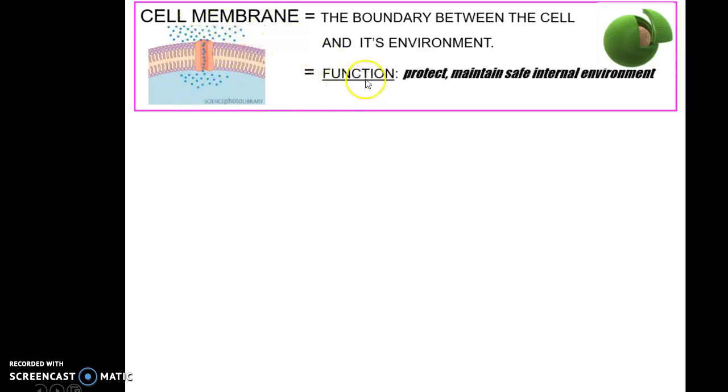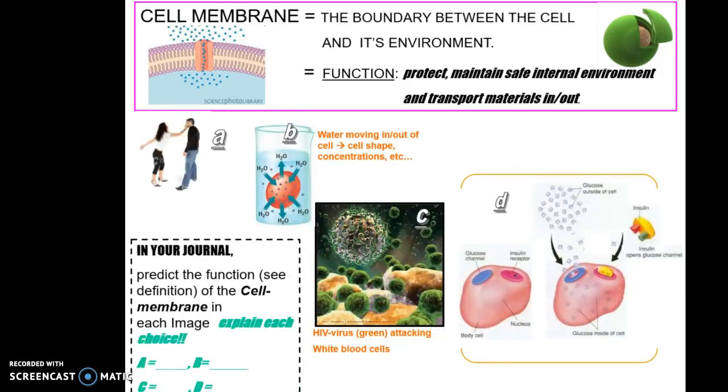It has important functions. It protects the cell. You can see it's like armor. It maintains a safe internal environment. And it transports materials in and out. As you can see here, here's a transporter protein, and it lets things in and out. All right, let's think of some important things that the cell membrane does. It says in your notebook, predict the function of the cell membrane in each image in A, B, C, and D.